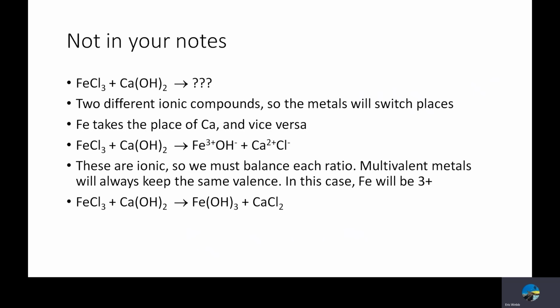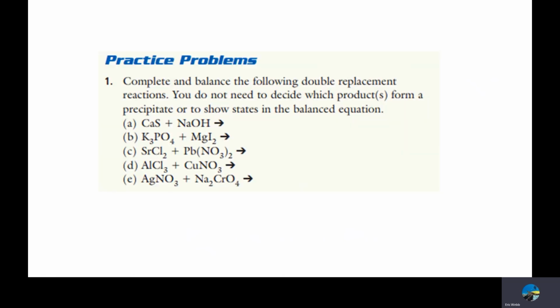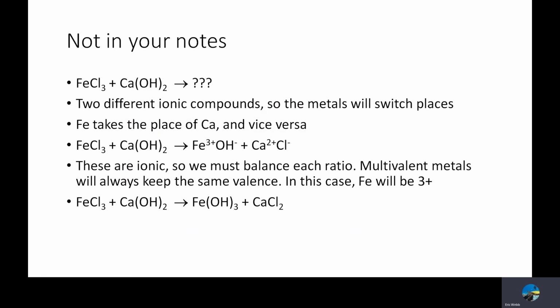Again, we can go back, balance our formulas, and try to figure out what each formula will be. We'll end up with an iron hydroxide and a calcium chloride. The two metals have just switched spots. Then afterwards, our last step will be to balance the reaction. I will let you try to balance this. It should be pretty straightforward by this point. Questions about that, you can let me know.